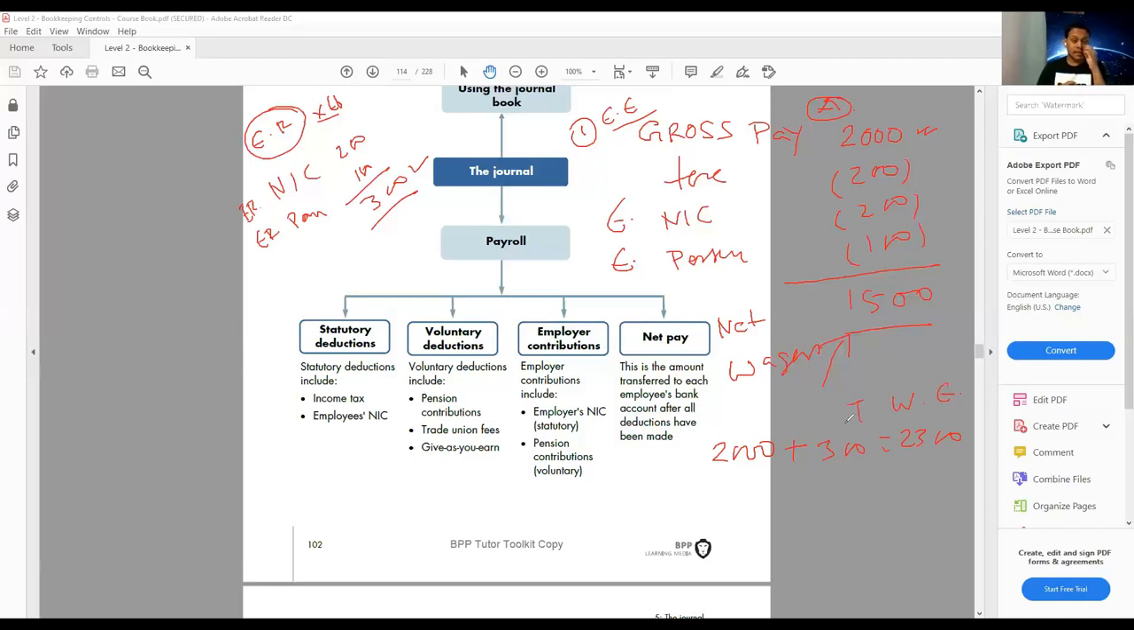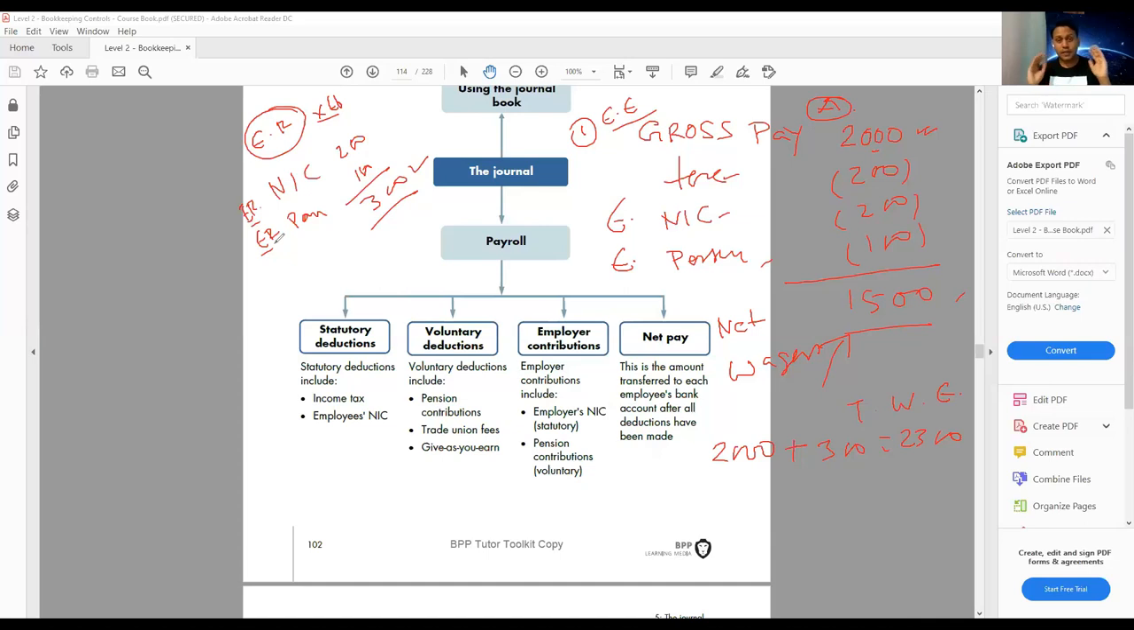Try to understand that again. When you work for a company, the money you have earned, we call it gross pay, the money you have earned before any deduction from your salary. From the gross pay, we pay tax, national insurance and pension. Whatever is remaining, we call it net pay, and the net pay is the money you receive in your bank account. Because of you, the business has to pay some national insurance and pension. This is called employer's NIC and employer's pension. Only because of you, they have to pay.